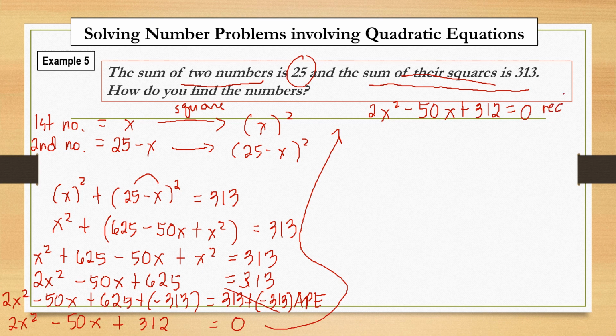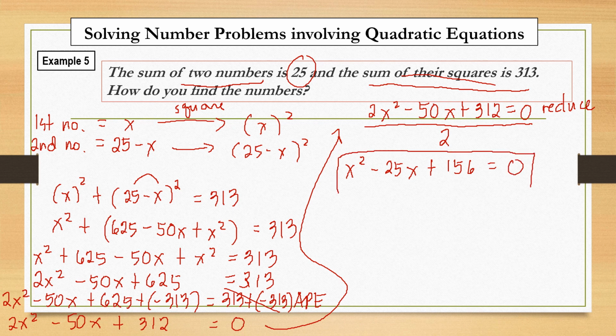As you can see, we can still reduce the given equation. Divide the equation by 2. 2x squared divided by 2 is x squared. Negative 50x divided by 2 is negative 25x. 312 divided by 2 is equal to 156, is equal to 0. This is now our equation in standard form. Let us now solve it using the method of our choice. So let's say we chose factoring.